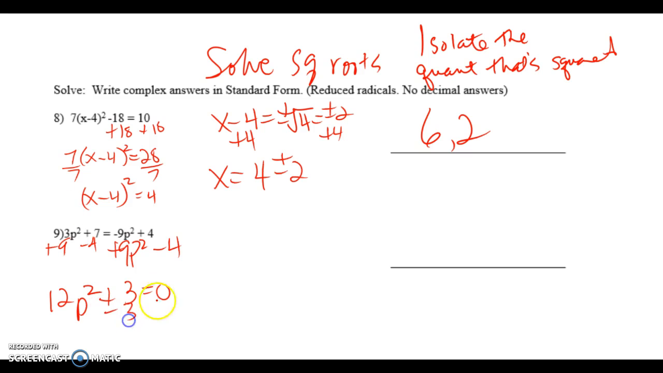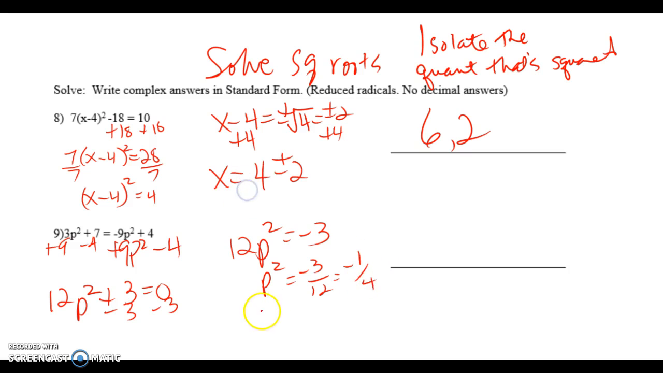All right. Let's subtract 3 from both sides. 12p squared equals negative 3. p squared equals negative 3 over 12, which is negative 1/4. And we'll finish this one up in the next video.